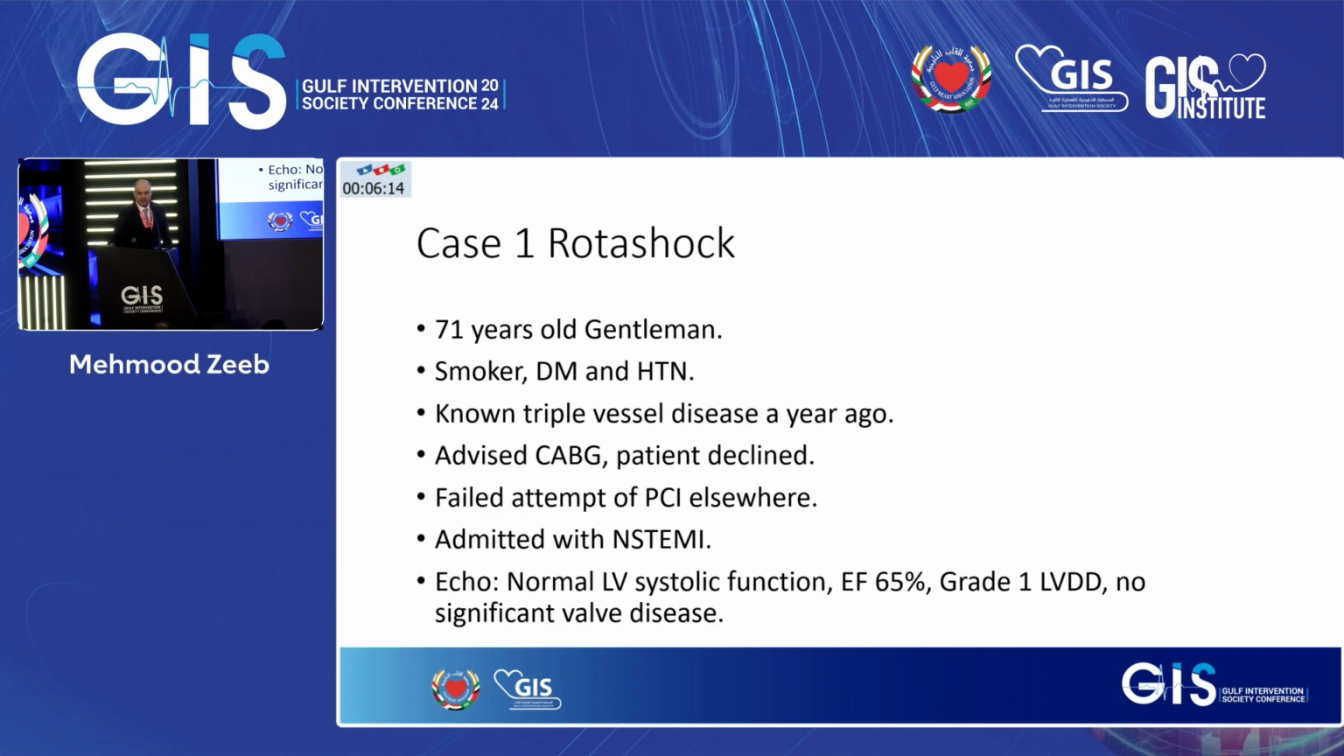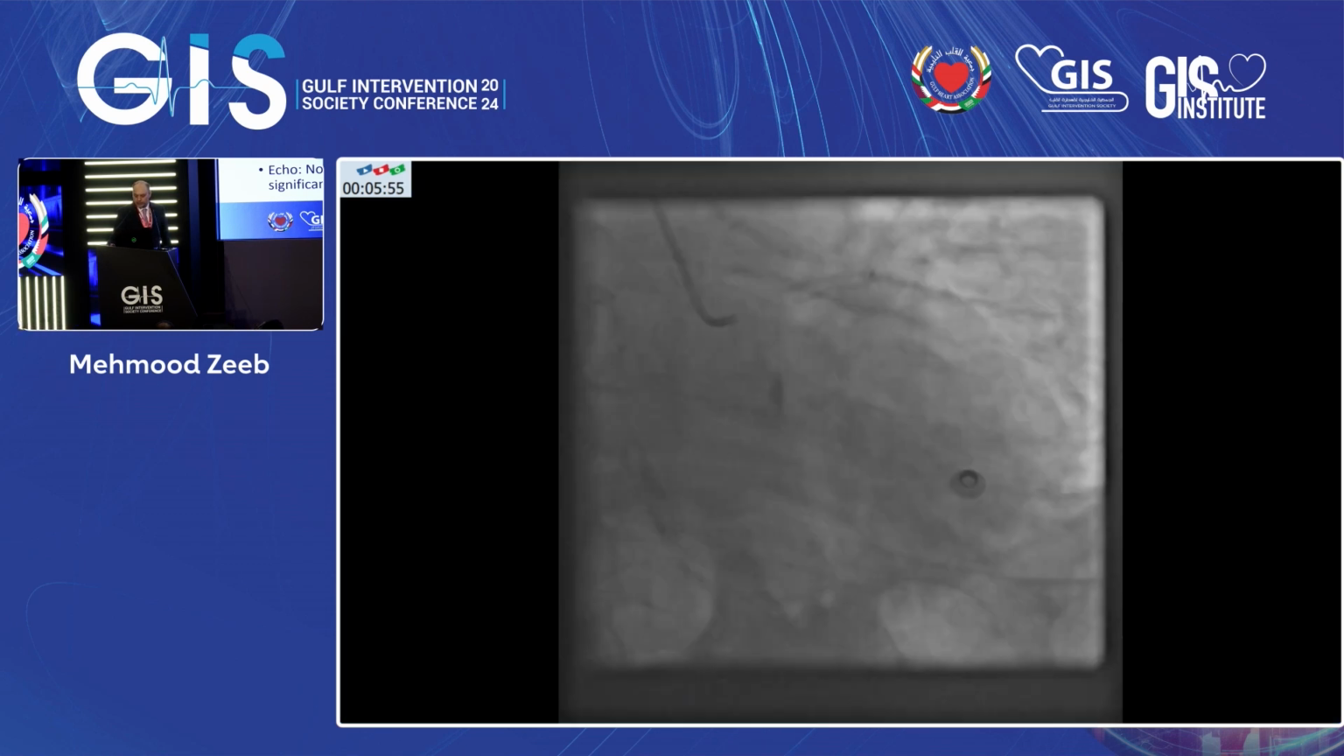This was a 71-year-old gentleman, smoker, diabetic, and hypertensive. He is known to have triple vessel disease, and he was advised to have a CABG a year ago, which he declined. He also had a failed attempt of PCI elsewhere, and was admitted to our center with NSTEMI. His echo showed a normal LV systolic function.